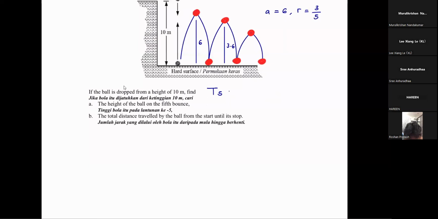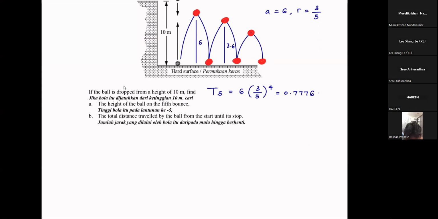T5 adalah A, R, and power 4. So it becomes... what's the value? 0.7776. 0.7776. This one. Yes. Okay, next. Go to your next question. Okay, next question.